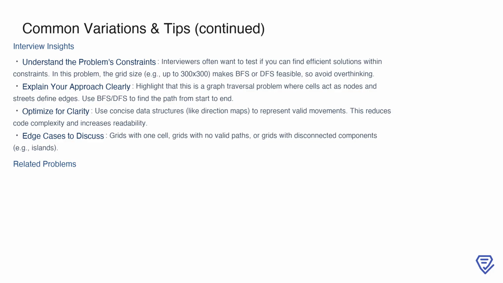Clearly explain your approach, emphasizing that this is a graph traversal problem where grid cells represent nodes and the streets define edges. Highlight how BFS or DFS can be used to determine whether there's a valid path from the start to the end. Clarity is key, so use concise data structures like direction maps to represent valid movements. This not only simplifies your code but also makes it more readable.